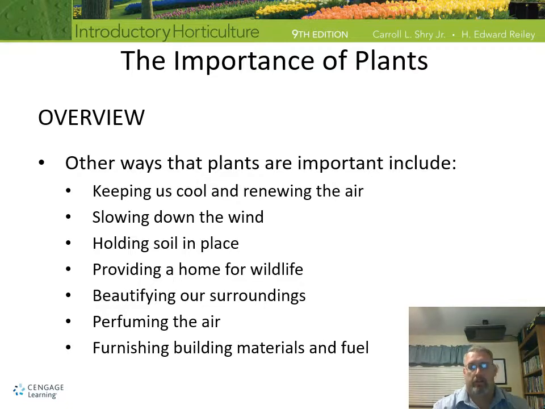They offer many different things. Like I said, they keep us cool. They slow down the wind. They are a great anchor to hold soil in place. They are a habitat. They are nice to look at. They offer nice smells, and they also give us raw materials for building. So this is all the function of plants, and they're vitally important to us. Wherever you're watching this lecture from would not be possible without plants.